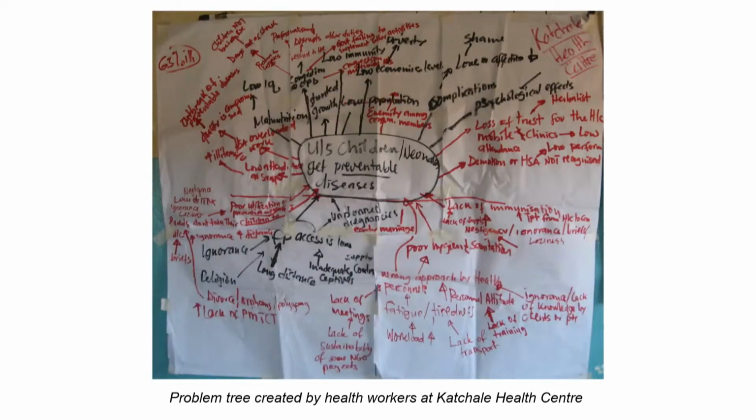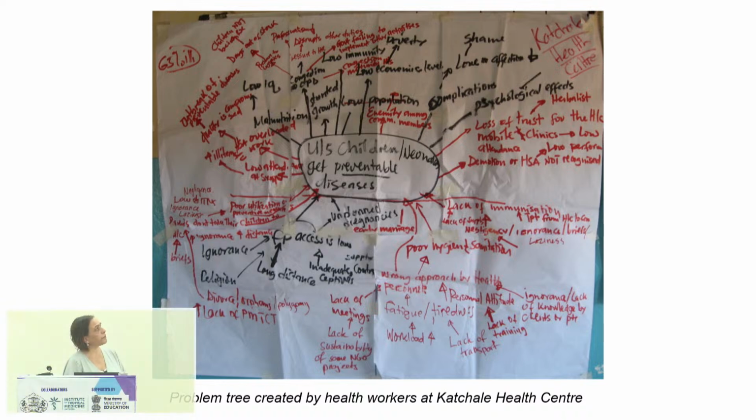Now what I'm going to show you is the messy version, okay? Because I think it is nice to see the messy version, because it also reminds you that not everybody's going to end up with this perfection, right? It is essentially the process whereby you start with the problem in the middle, which is under 5 children and neonates who are getting preventable diseases.